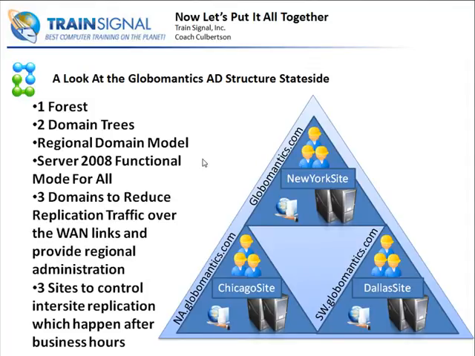Now, Globomantics also is not a huge company. It's kind of a small to medium-sized outfit. So right now, only 3 sites are more than sufficient. We have 3 locations in 3 regions, each with their own administrative domain. This is looking pretty good. We're not going to have a huge amount of complexity with this kind of structure.